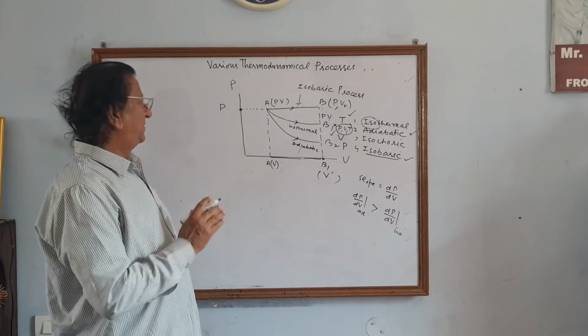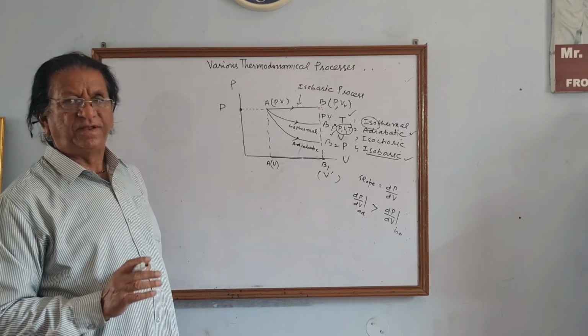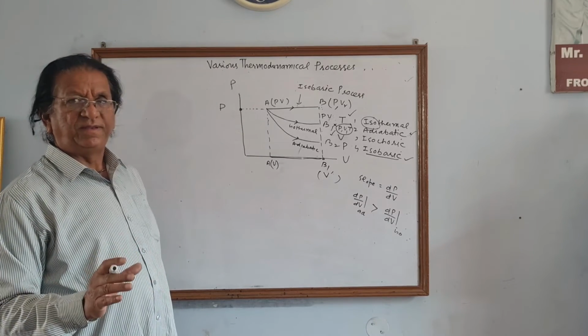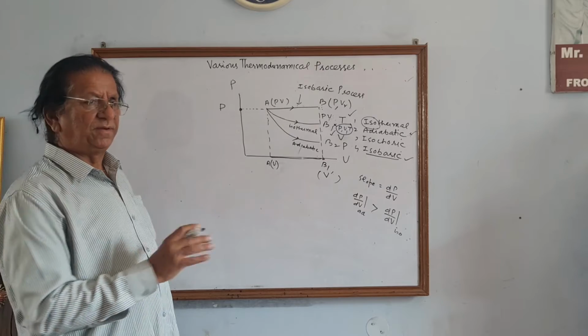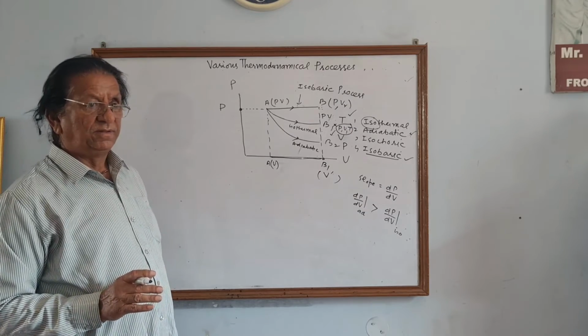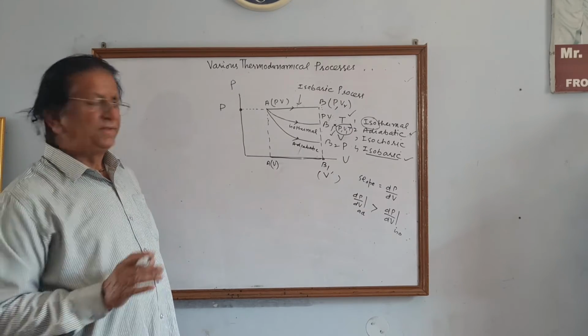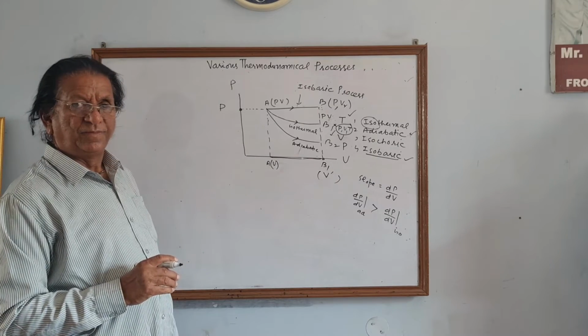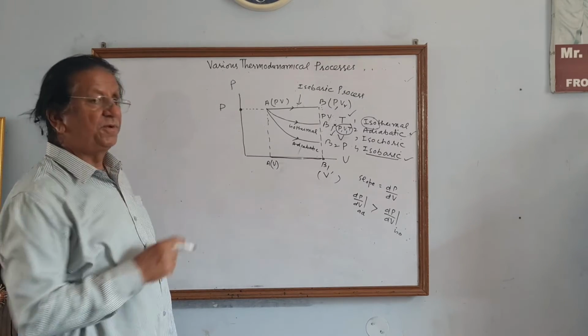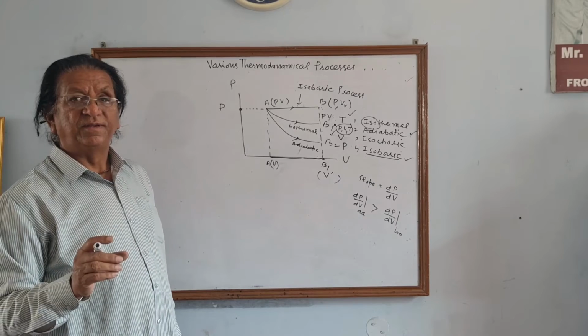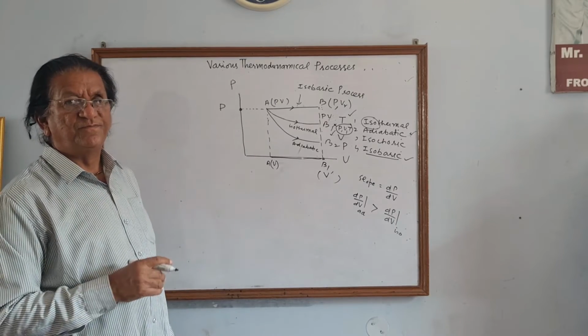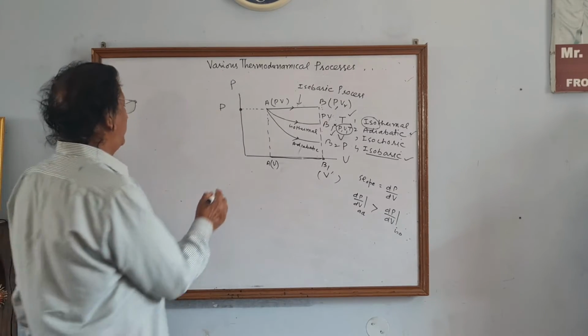So the first part, out of these three graphs, PV diagram, you have to identify which process is indicated by which part of the graph. That you have identified. My second question to this problem: in which case is maximum work done?